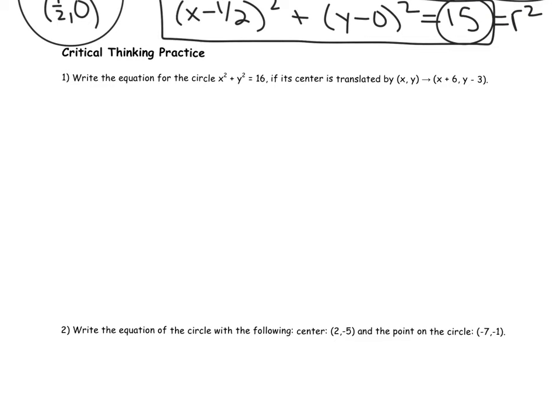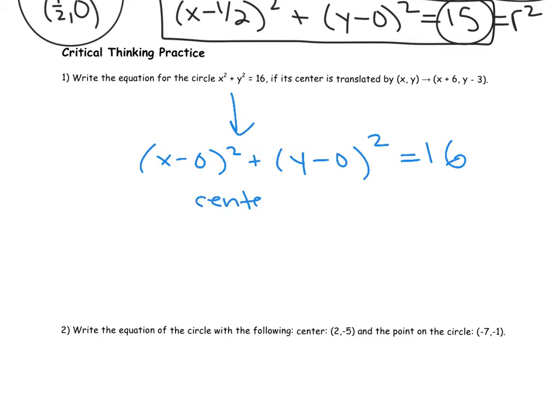So if you were having a little bit of difficulty with this, we're going to ease into some lighter problems here. For the first one, we're going to write the equation of the circle if the center is translated by 6 to the right and 3 units down. So I'm just going to write my standard equation here. If I wanted to, I could write this as (x minus 0) squared plus (y minus 0) squared equals 16. So I know that this is currently centered at (0, 0) with a radius of 4, because remember, we take the square root of that value.